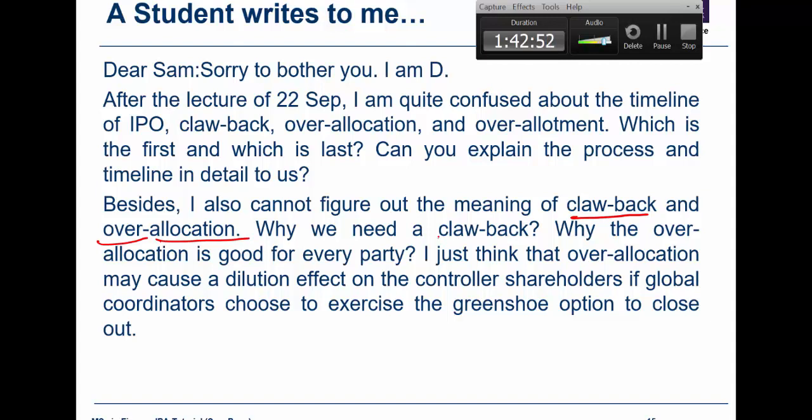Why do we need a clawback? The purpose of the clawback is, between the institutional and the retail, they both want shares. The idea of the clawback is if there is a lot of demand from the retail, then you want to try and shift some of it. So give the retail investors a chance, okay? That's why you do the clawback, all right?